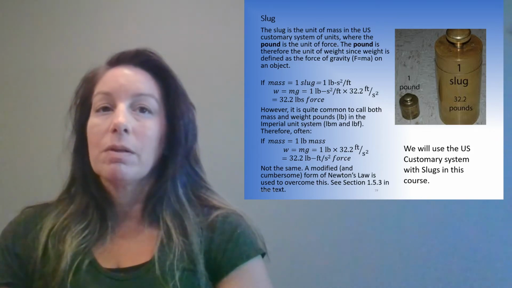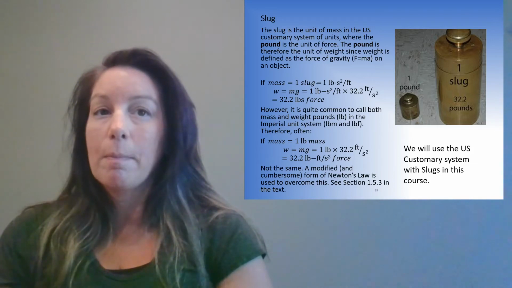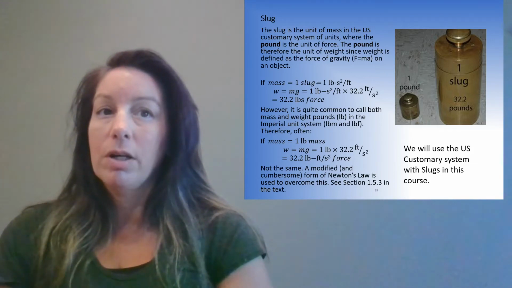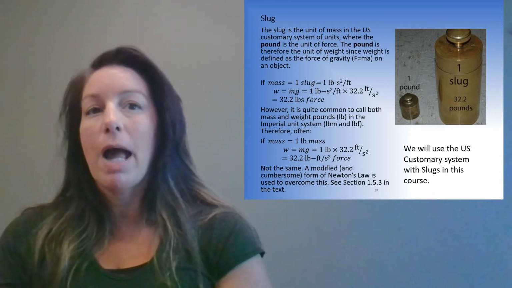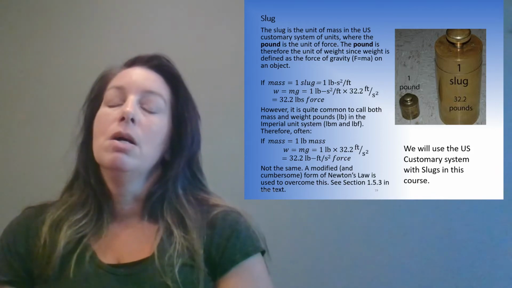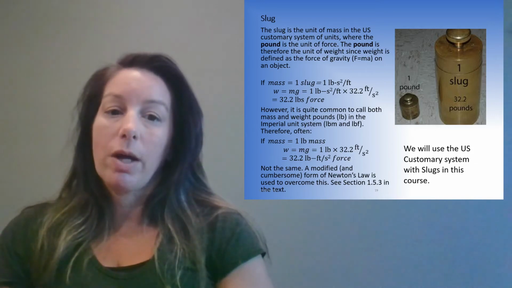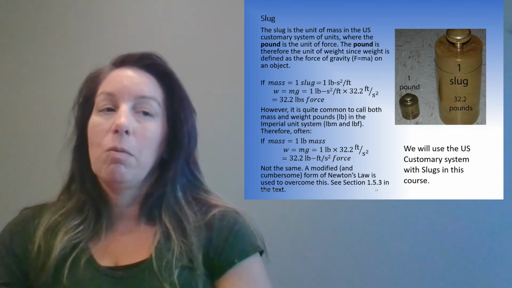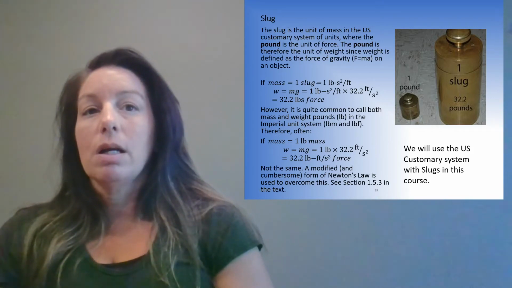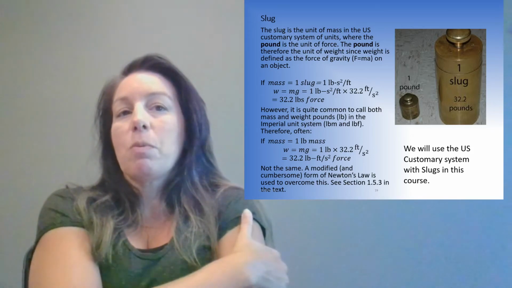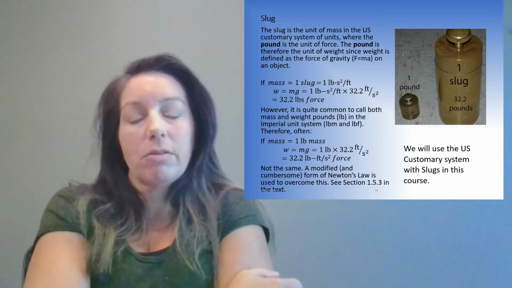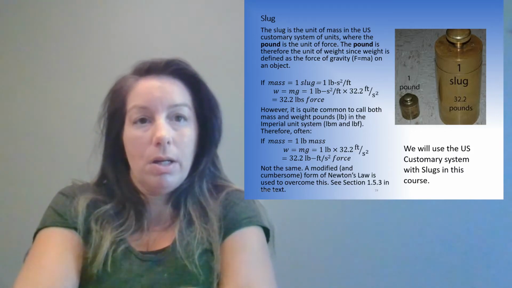Weight is equal to mass times gravity. So we've got this 1 pound second squared per foot times 32.2 feet per second squared. So the weight is 32.2 pound force, which is what that figure is showing. You've got 1 pound weight and one slug. Very different, okay? So you'll see, it's quite common to call both mass and weight pounds. It's another reason to dislike imperial units.